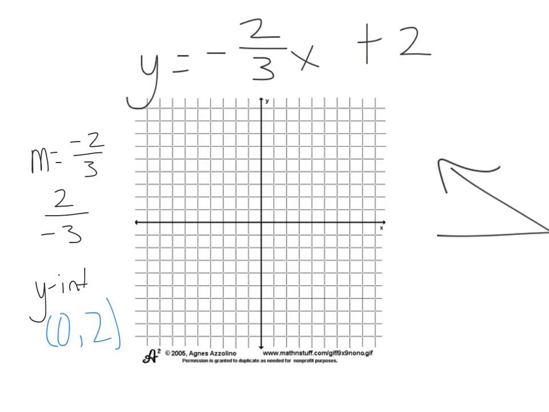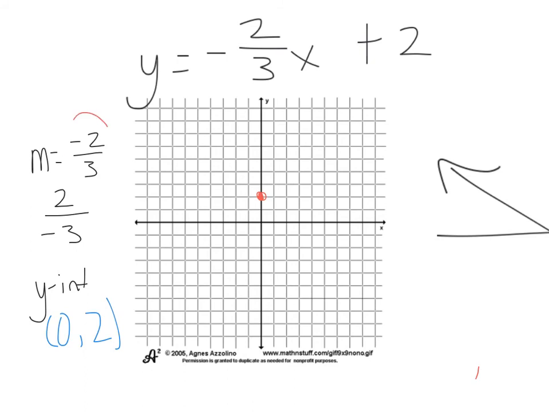We're going to go ahead and start graphing. I always start with my y-intercept. So I'm going to graph the point 0, 2. I'll start at the origin. I'm going to go 0 spots left and right, and I'm going to go up 2 spots and go ahead and put a point right there.